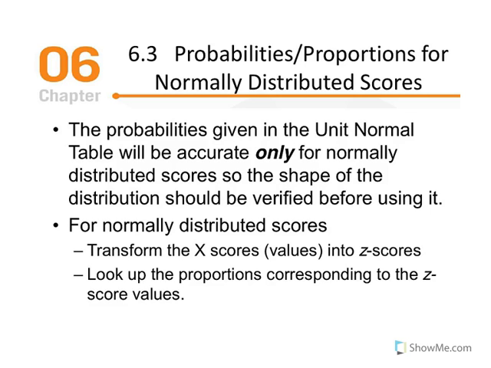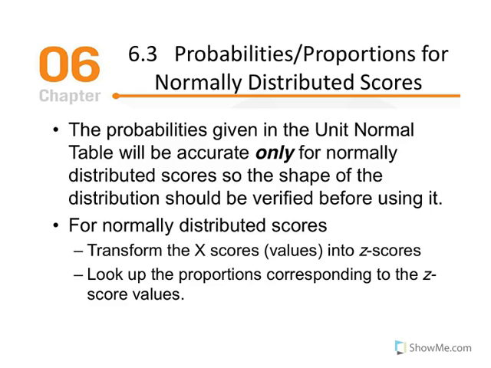The probabilities given in the unit normal table will be accurate only for normally distributed scores, so the shape of the distribution should be verified before using it. This will be very important when we get into Chapter 7, which is entitled Distribution of Sample Means, or Probability in Samples.